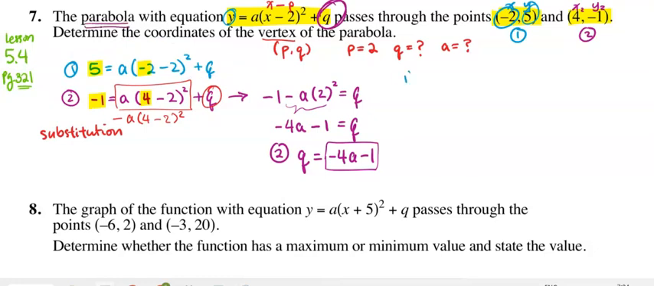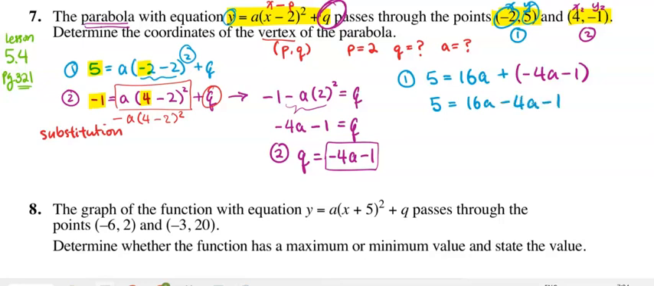So now I'm going to take my first equation again. I'm going to write out everything else I know, which is 5 is equal to a times (negative 2 minus 2), which gives me negative 4 squared. Negative 4 squared gives me positive 16. So I'm going to rewrite that as 16a plus q. Okay, so instead of q, this is where I replace with my equation number 2 for q. That's going to be negative 4a minus 1. So I have 5 is equal to 16a minus 4a minus 1.